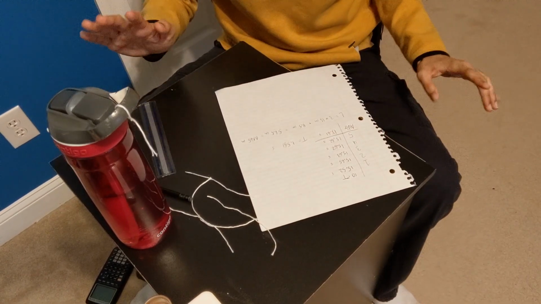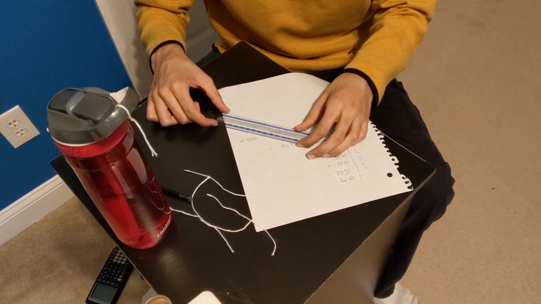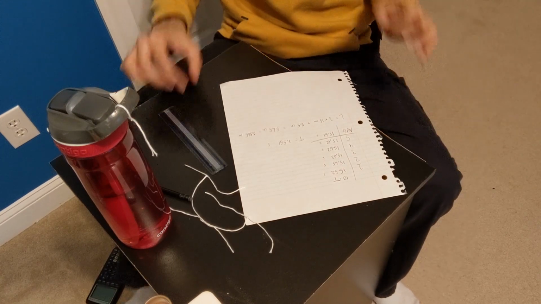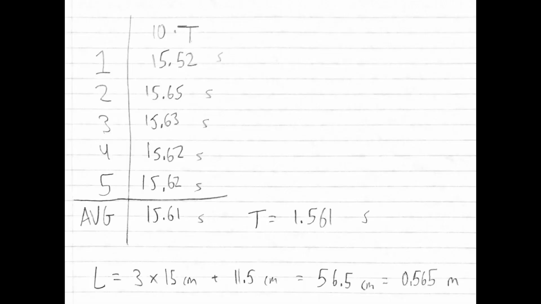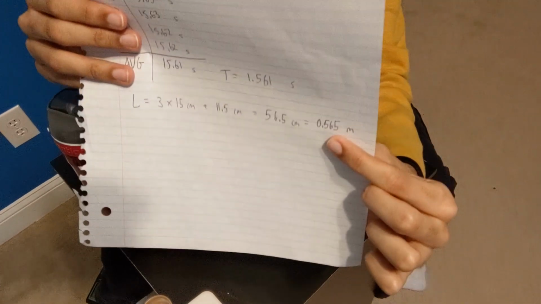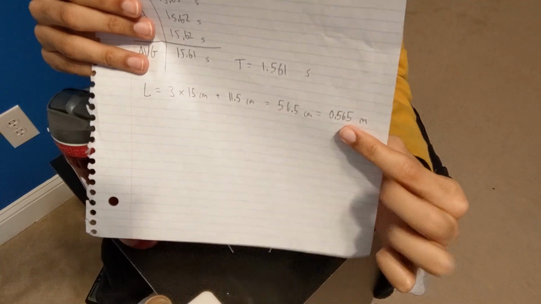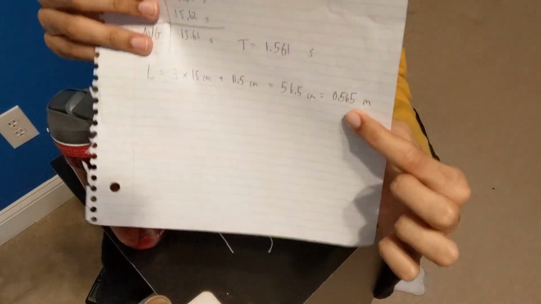Alright, so I finished measuring it, and because my ruler is short, I've cut it up into 15 centimeter segments in order to measure the length of the pendulum. And after adding up all of these little segments, I get that the length of my pendulum is 56.5 centimeters, or 0.565 meters. And a note for everyone who's doing this at home, make sure you convert your length to meters, no matter how you measure it, because when we plug it into the formula, it has to be in meters to get the right value.